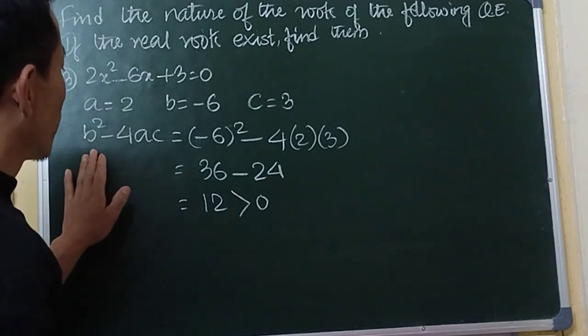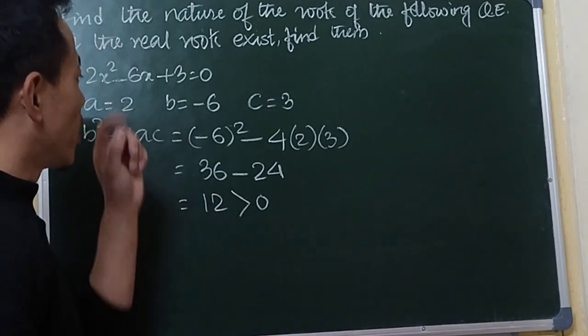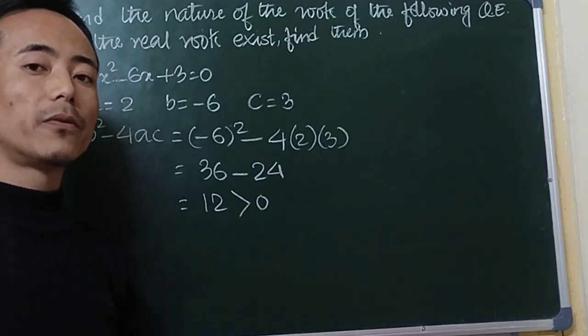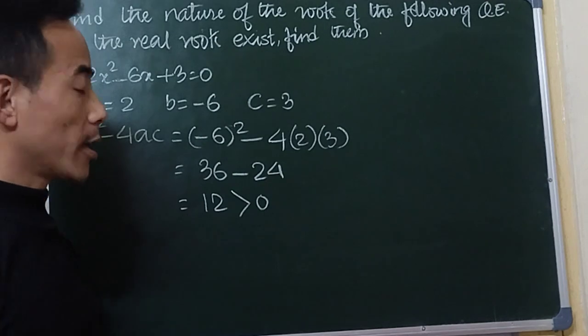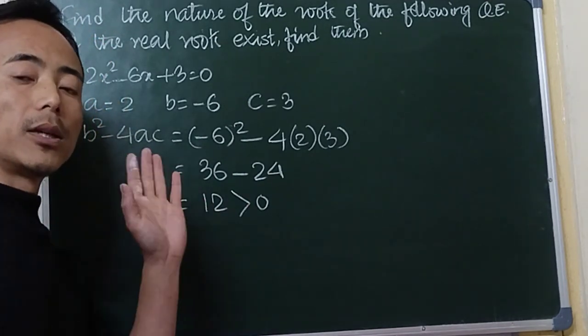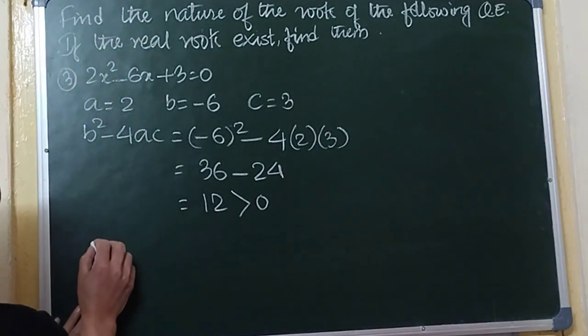Now when the value of discriminant is greater than 0, then the condition is that the quadratic equation will have two distinct roots. That means here we will get two different roots for this quadratic equation. So let's simplify this. Again, we will use the quadratic formula. That will be the simplest thing to do. So use the quadratic formula.